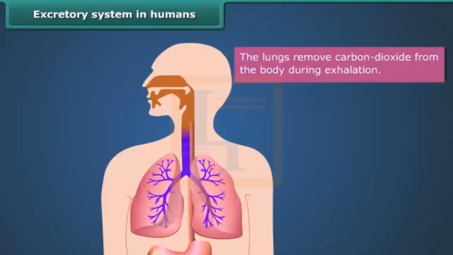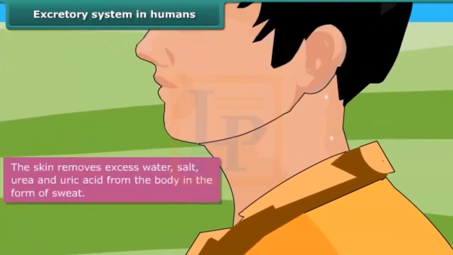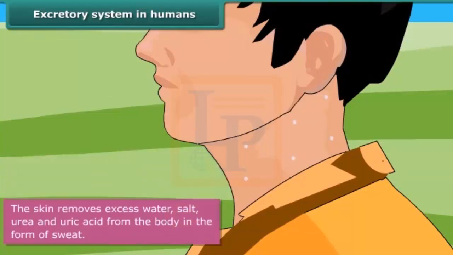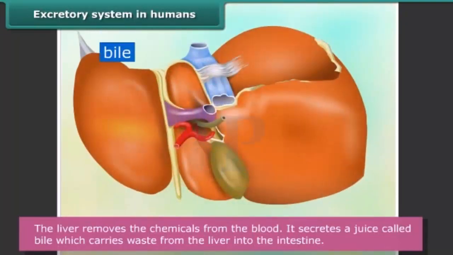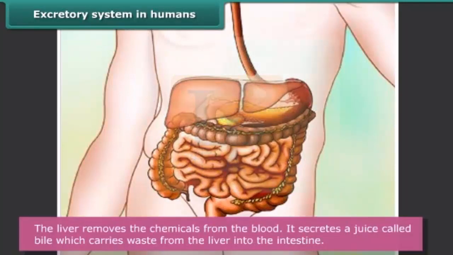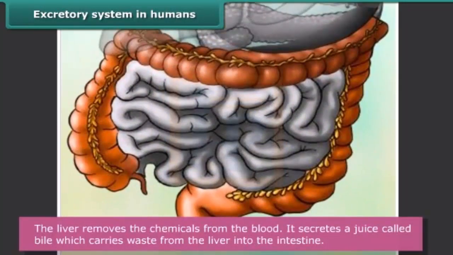The lungs remove carbon dioxide from the body during exhalation. The skin removes excess water, salt, urea and uric acid from the body in the form of sweat. The liver removes the chemicals from the blood. It secretes a juice called bile, which carries waste from the liver into the intestine.